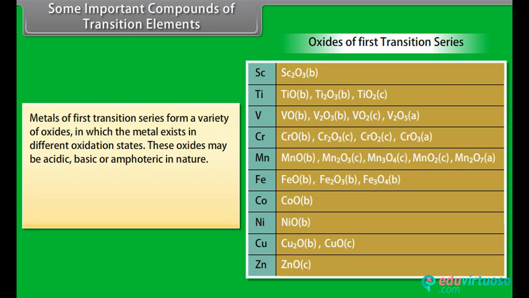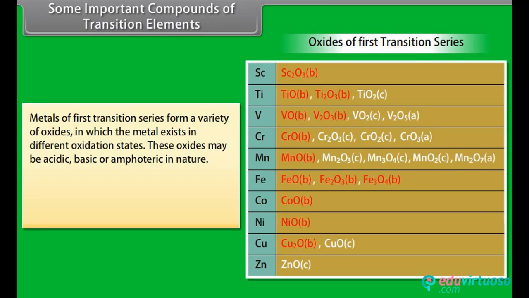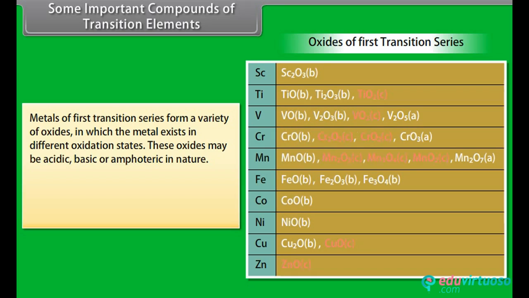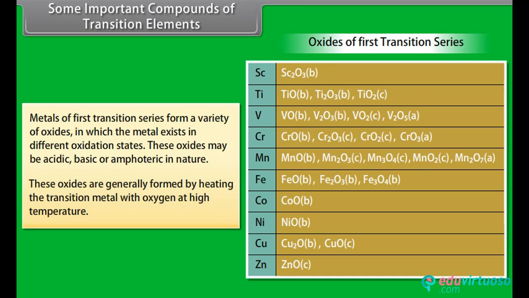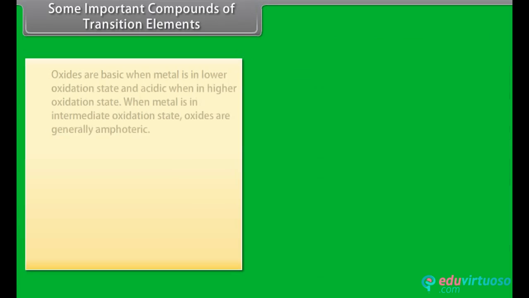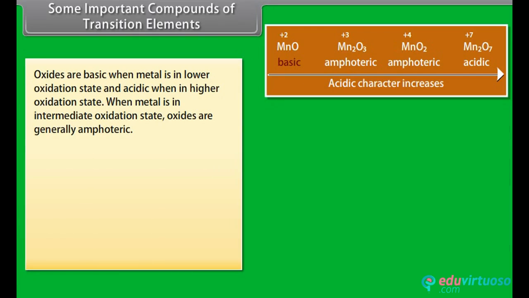Stable oxides have been shown in bold type. A indicates acidic, B indicates basic, and C indicates amphoteric nature of the oxide. These oxides are generally formed by heating the transition metal with oxygen at high temperature. Oxides are basic when the metal is in lower oxidation state and acidic when in higher oxidation state. When the metal is in intermediate oxidation state, oxides are generally amphoteric.